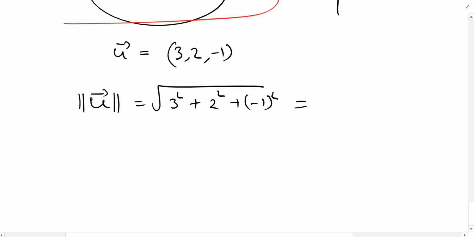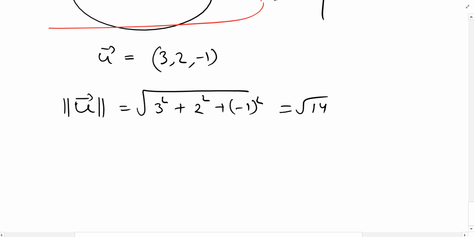So we got 9 plus 4 plus 1. So 9 plus 4, 13 plus 1, 14. So that's the simplification of that. Now you just keep it as it is, but we have to find a unit vector of u. So sometimes they write u hat. Now what is a unit vector of u hat?